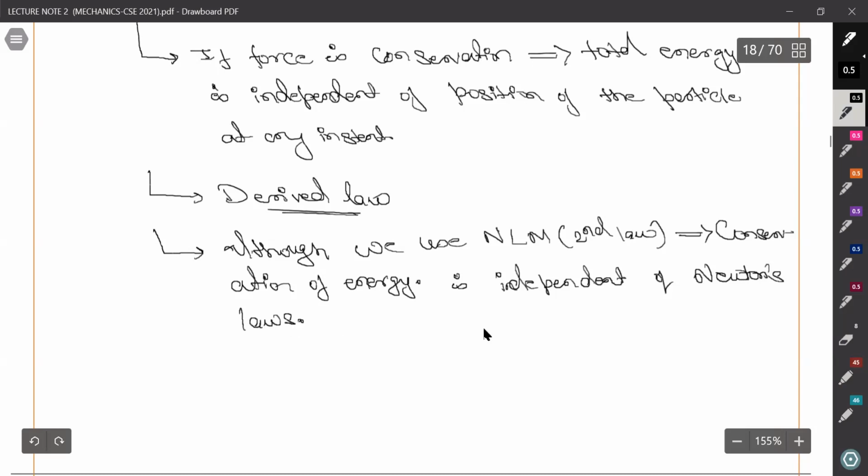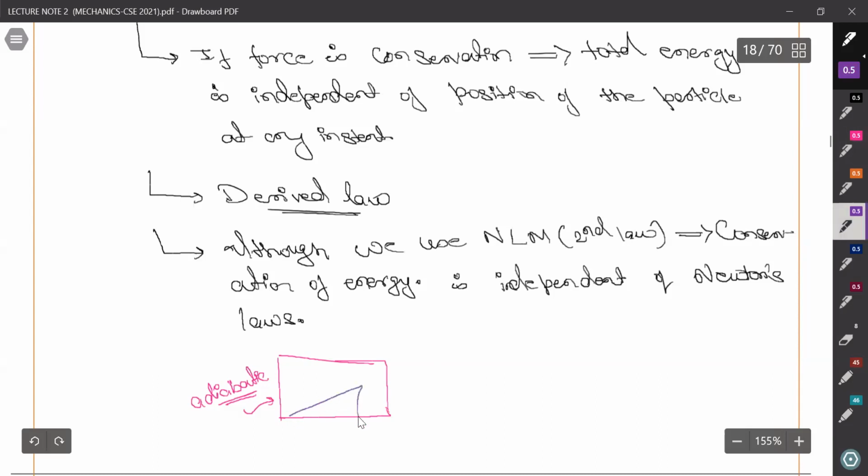Let me make you understand with one example. Suppose this is a room, and the walls are adiabatic. You know that in an adiabatic wall, no heat can flow in or out. And suppose here we have a ramp and a block is moving upward, and we have friction also. So what will happen? Heat will evolve from this, but it will be confined in the room.